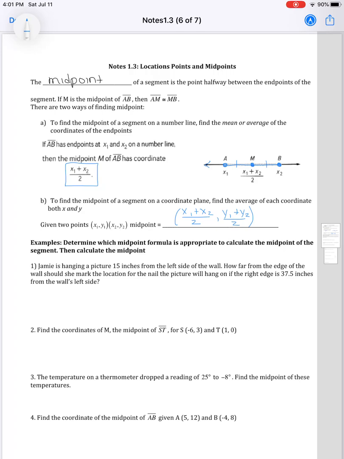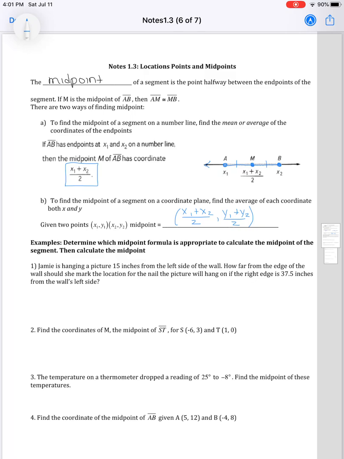And what you're going to have to decide with the examples is which of these two methods we are going to use. Are we going to use the number line approach or the coordinate approach? The easiest way to tell is if you're given points, it's the coordinate approach. If you're given only two numbers, then it's going to be the number line approach.